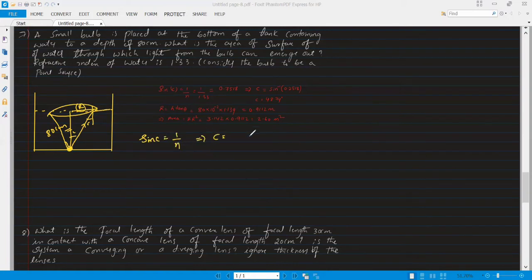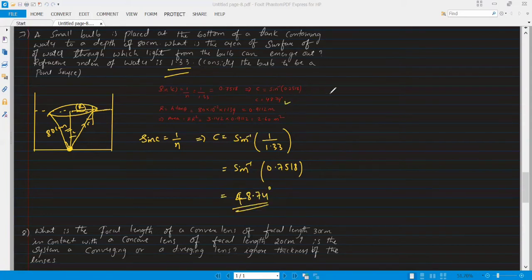This implies c is equal to, the refractive index is given, that is 1.33. That means c is equal to sin inverse of 1 divided by 1.33. So this is going to be sin inverse of 0.7518. So the c value is found to be once again 48.74 degree. So this is the answer for c. We calculated c.